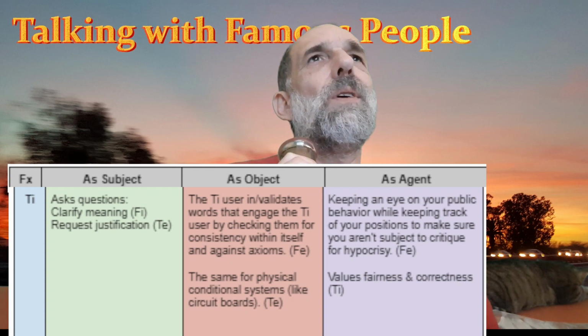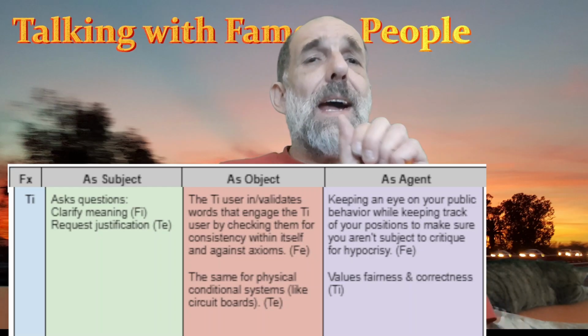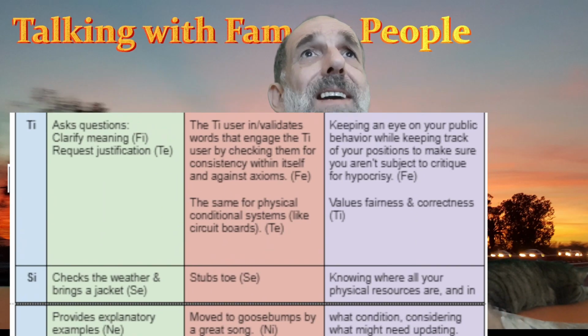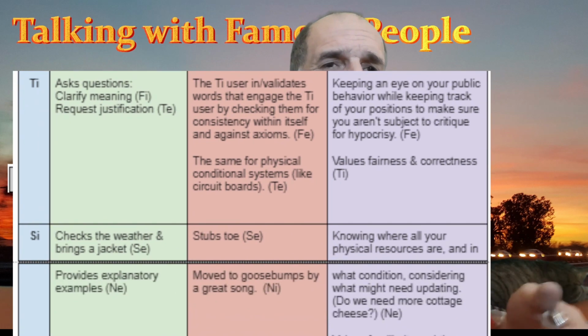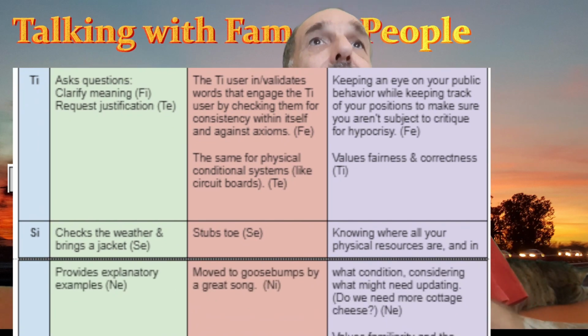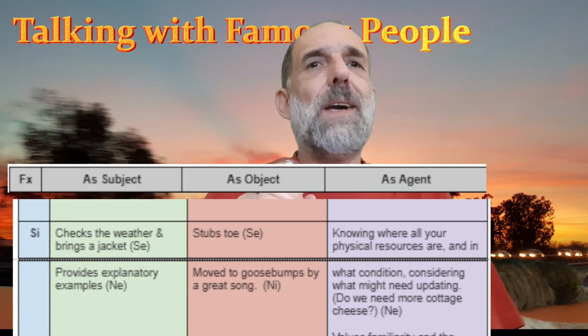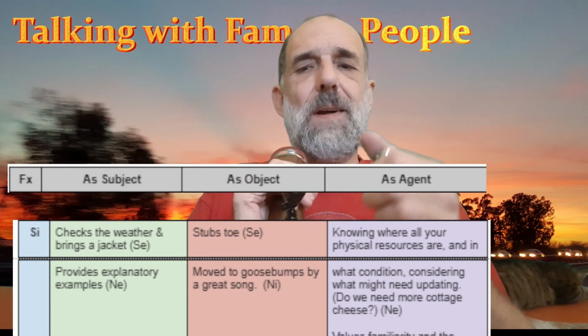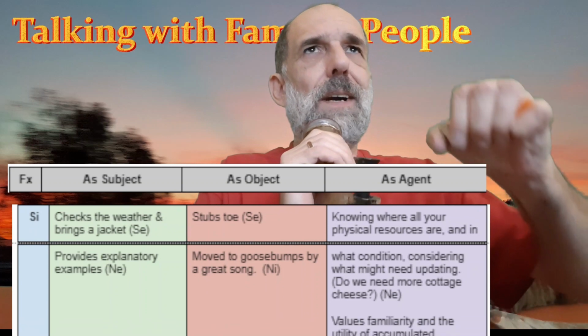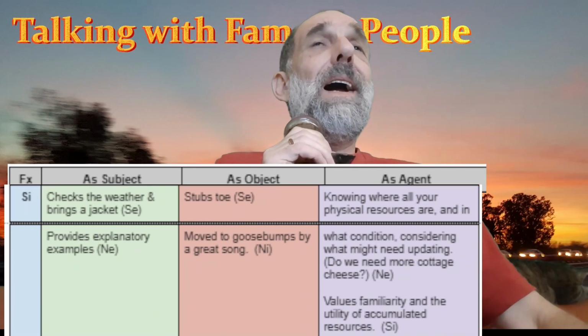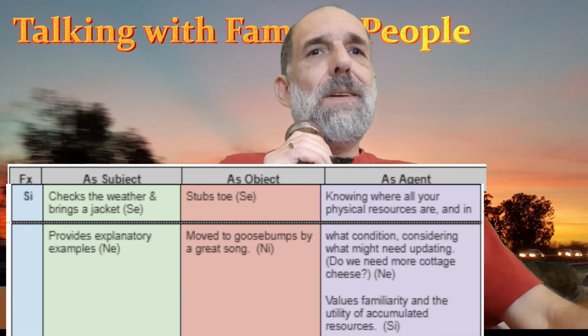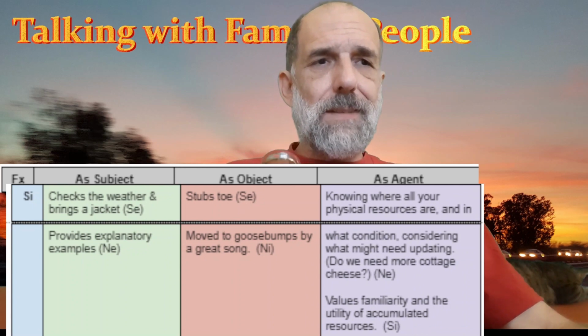Okay, now we only got two more to go. SI. Introverted Sensing. SI as a subject, checks the weather, brings a jacket. That's an SE kind of linkage. Provides explanatory examples. That's an any kind of linkage. So, in other words, why do you think this, Eric? Well, here are some examples from my life that were consistent with this, right? SI as an object, stubs toe. The pain you experience is the SI as an object.